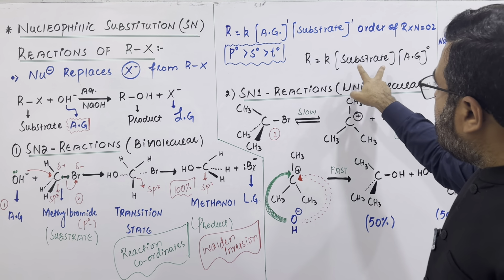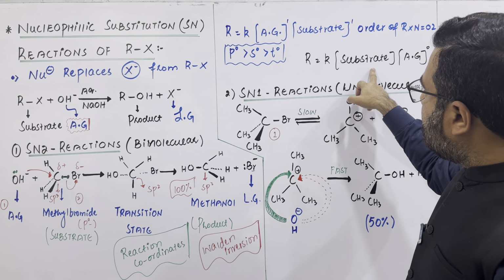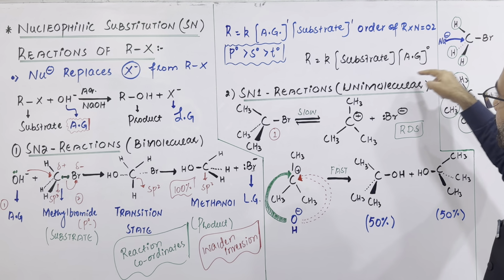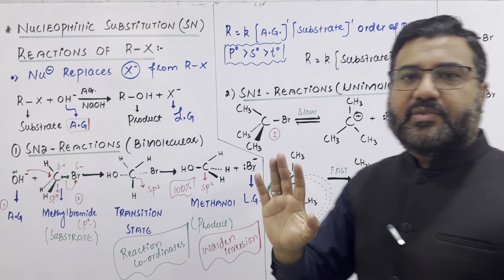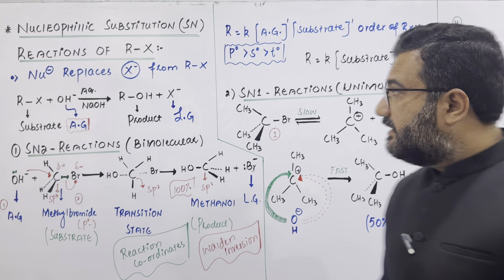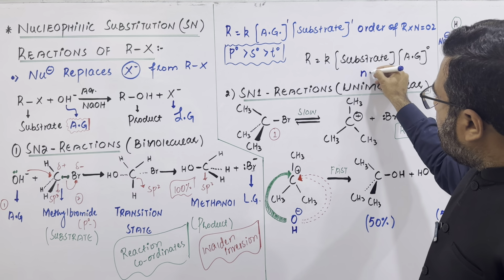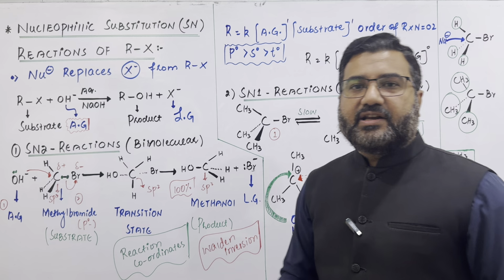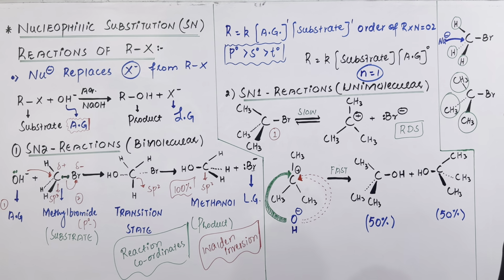If you double the concentration of the substrate, the rate of reaction will double. If you increase it 3 times, the rate of reaction will also increase 3 times. But if you keep on increasing the concentration of the attacking group, there will be no effect on the rate of the reaction. So you can say that these are basically first order reactions. So SN1 reactions are unimolecular as well as first order reactions.